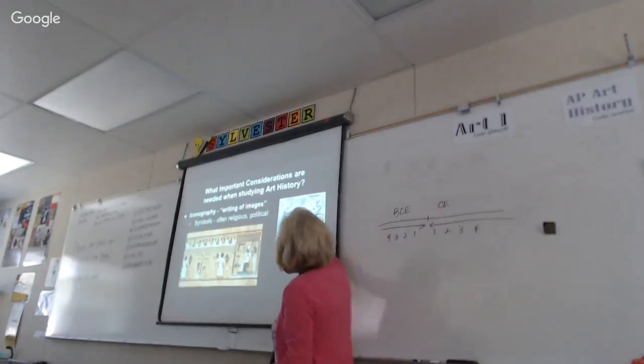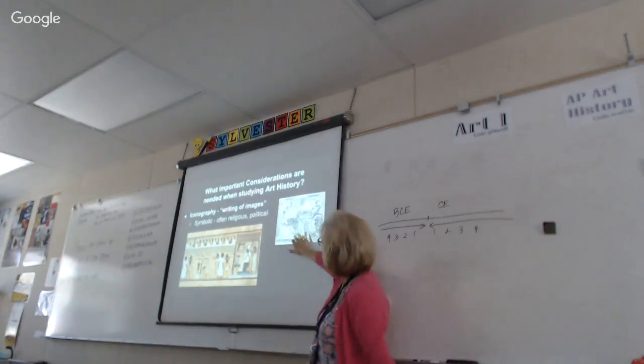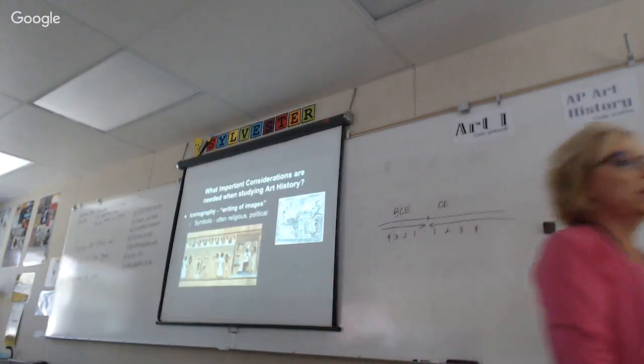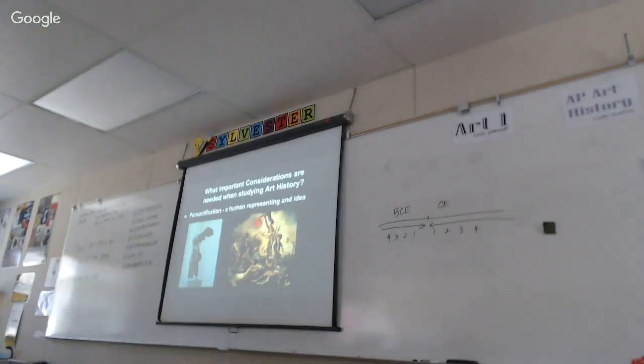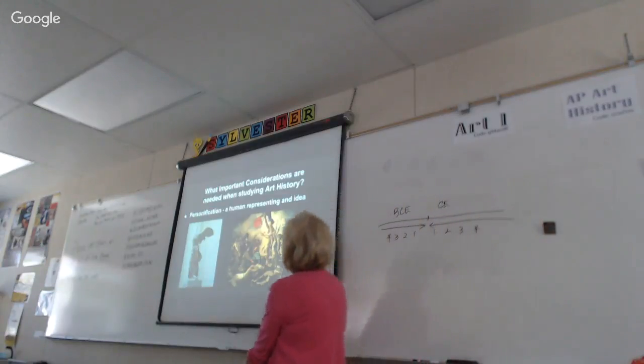This is an early etching or woodcut, actually, that was done depicting the theological differences between the Catholic Church and Martin Luther. These are both items we will be studying. So you can see that symbols and that sort of thing is very important. And then personification. So a human representing an idea.